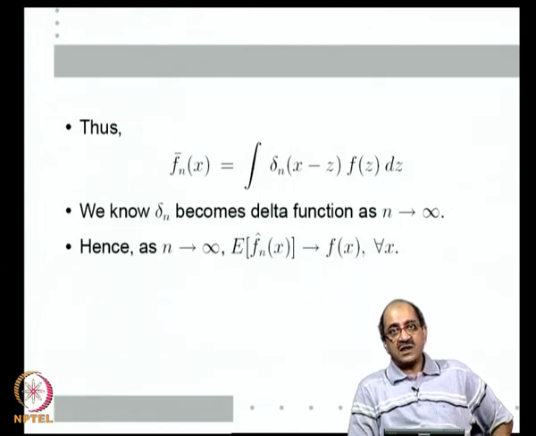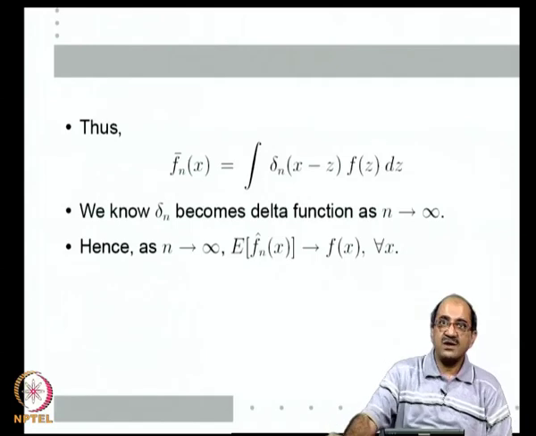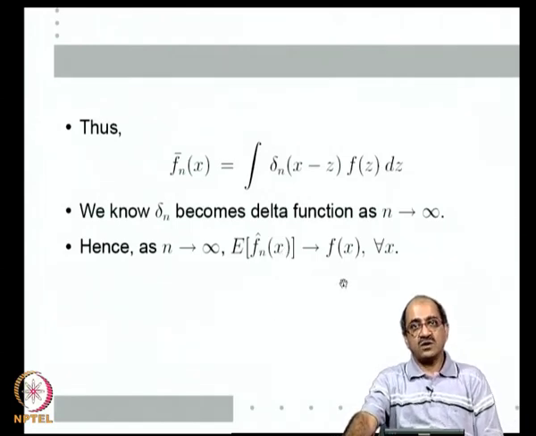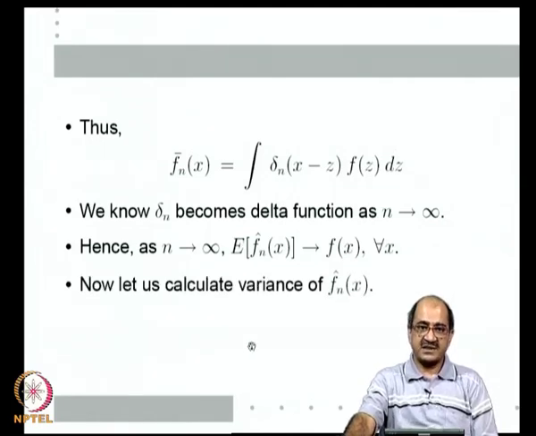So, if I can show that the variance goes to 0, then this means f hat n(x) converges in probability to f(x). So, now that we know that the mean converges to f(x), let us look at what happens to the variance of f hat n(x). Okay.